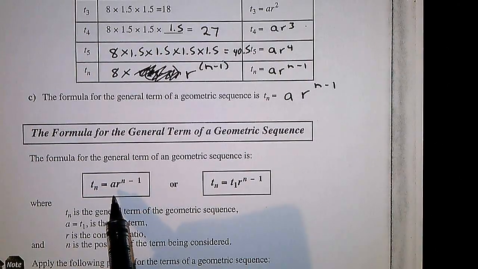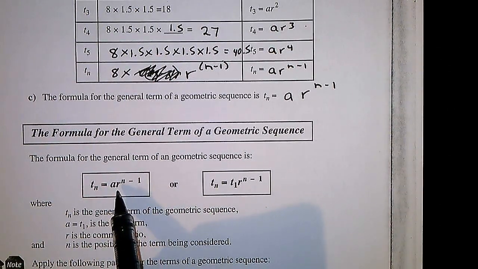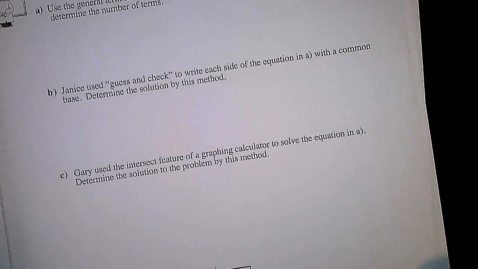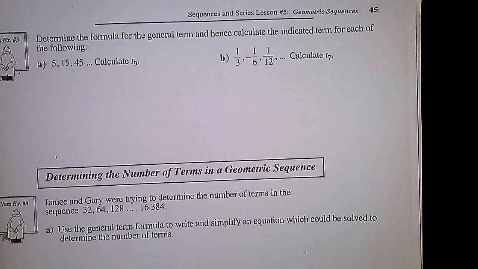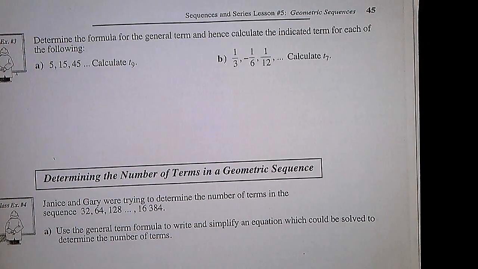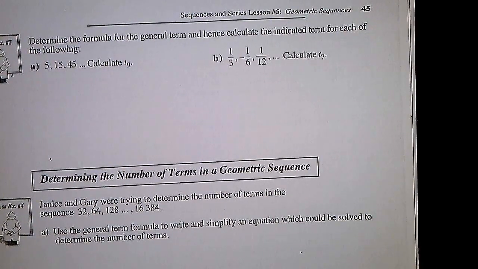Now, most of the terminology is the same as with the previous formulas. A is the first term, Tn is the general term, or the value of the term. R now is the common ratio, and N is the position of the term, or the term number. So that brings us to the third class example, where we're asked to determine the formula for the general term and then calculate the indicated term for each of the following. So we're going to start by writing out the general term and then solving for the term number indicated.